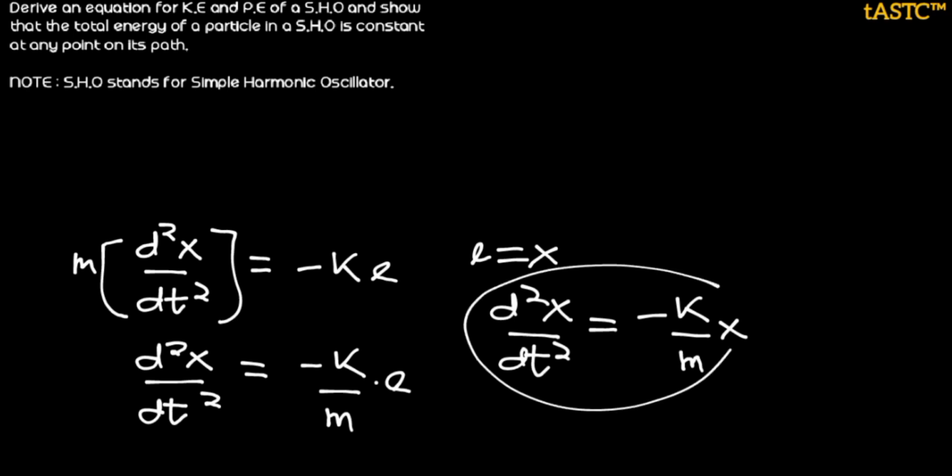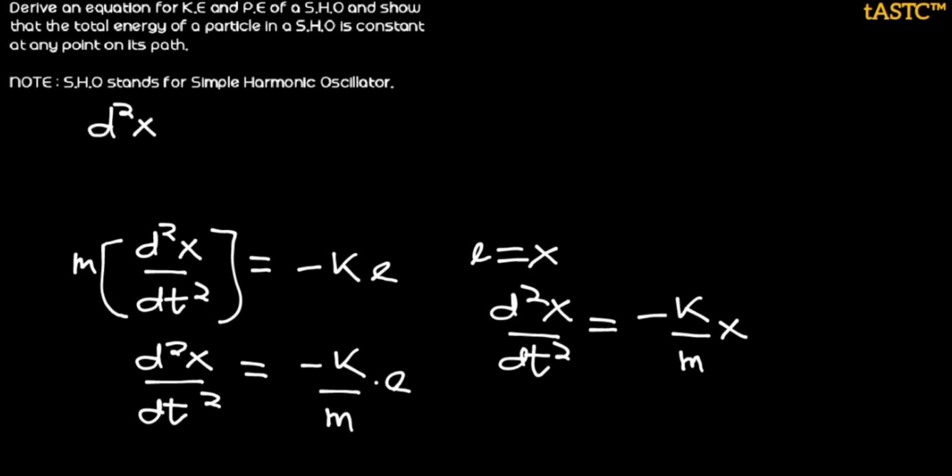Now I can easily take this term and move it to the left hand side, and have 0 on the right hand side. So that will be d squared x over dt squared plus k divided by m times x, and this is equal to 0.